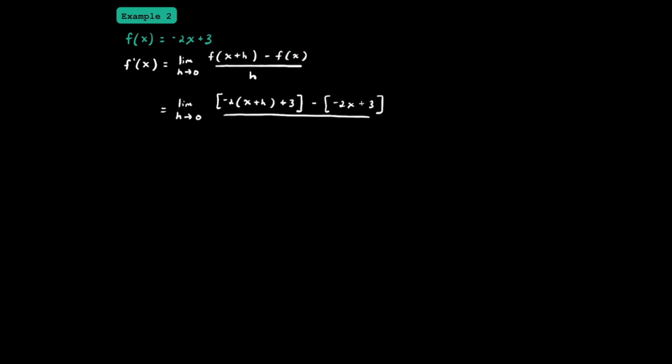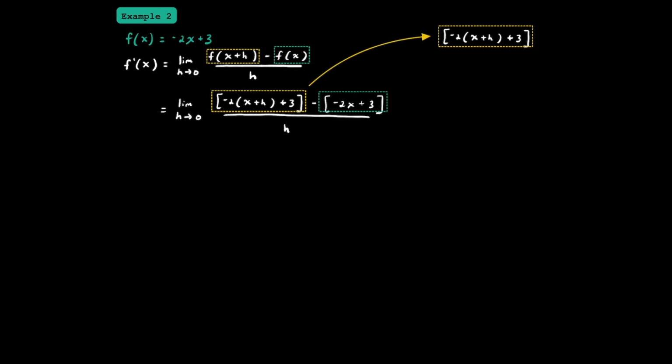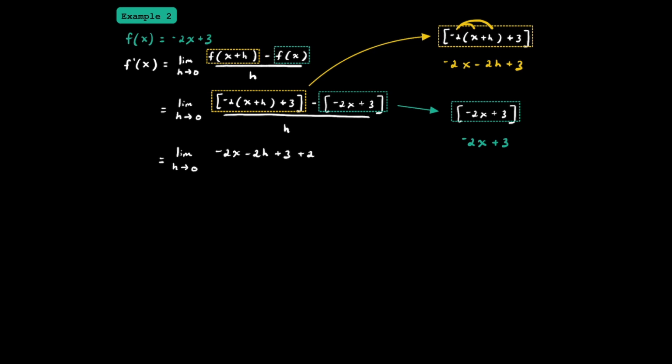Let's write this whole thing over h. Now that we've substituted, it's time to just do some algebra to clean this up a bit. Distributing this negative 2 to the x and the h, we're going to get negative 2x minus 2h plus 3. And since there's nothing to simplify in the second part, we'll just leave this as negative 2x plus 3. Combining these, we're going to have the limit as h is approaching 0 of negative 2x minus 2h plus 3 plus 2x minus 3. Remember that this minus sign here is going to flip the signs of each of these terms in the second part. Let's write this whole thing over h.